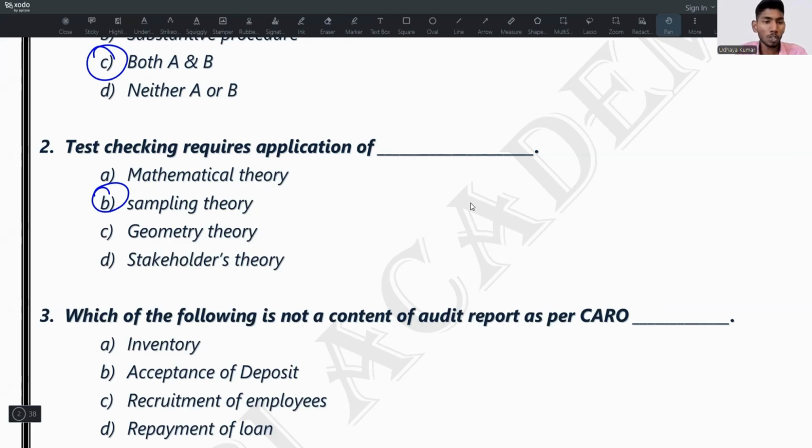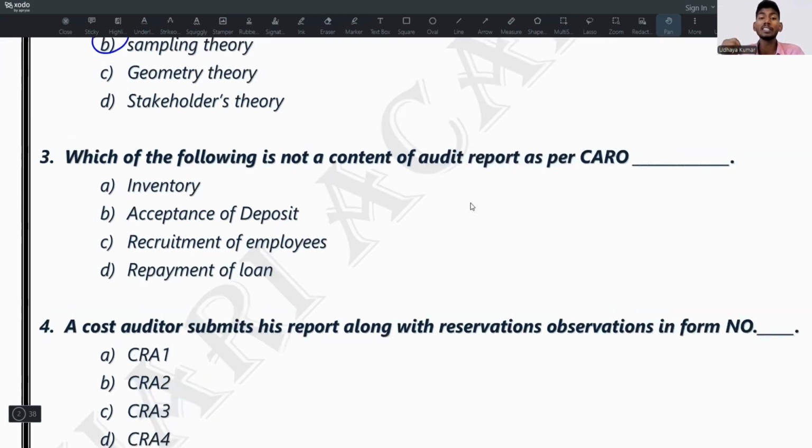Okay, moving to the next question: which of the following is not a content of the audit report as per CARO? You might know the answer already, right? For CARO, we have discussed the 21 points in our regular classes. Inventory, acceptance of deposits, repayment of loan, these all come under the content of the audit report as per CARO. So which is the odd one? Recruitment of employees does not come under CARO. So the right answer is recruitment of employees.